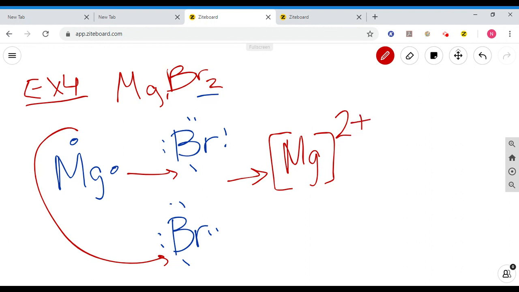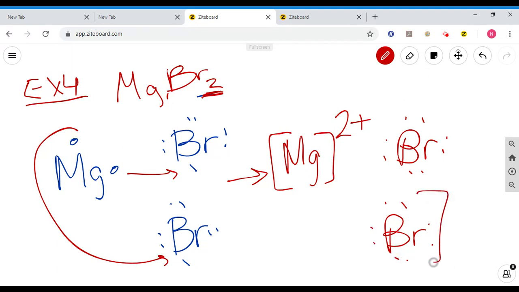And remember, this is always the opposite. So even though it lost, I'm going to give it a positive charge. Then I have 2 bromines, because my subscript is 2. And there are 8. I put it in brackets, and I indicate the charge. Each bromine gained 1 from magnesium, so it gained 1 negative electron.